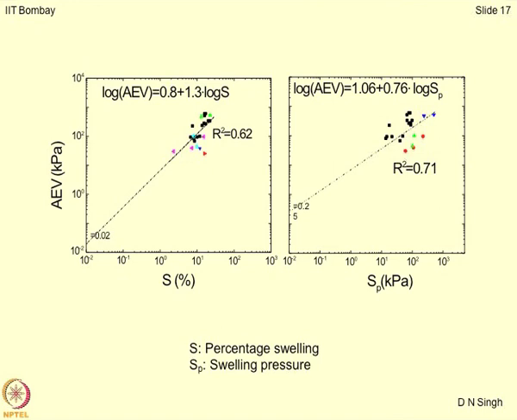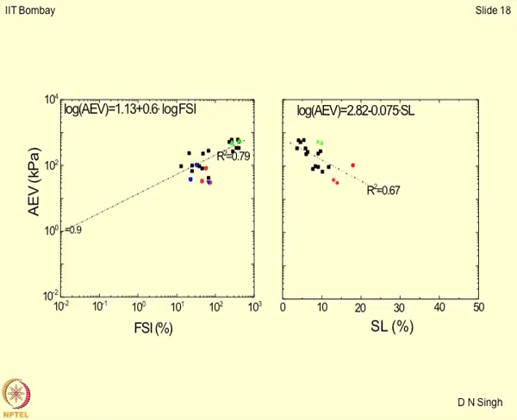Air entry value can also be plotted with percentage swelling. So, the more the percentage swelling, the more air entry value, and this relationship can be extended further to swelling pressure. So, just by knowing the air entry value, which you can get from SWCC, you can obtain its swelling pressure easily. This seems to be a sort of a linear relationship. FSI is a very vague term, so still you can try to develop a relationship between air entry value and free swell index. So, the more the free swell index, the more the air entry value, you can use this type of relationship.